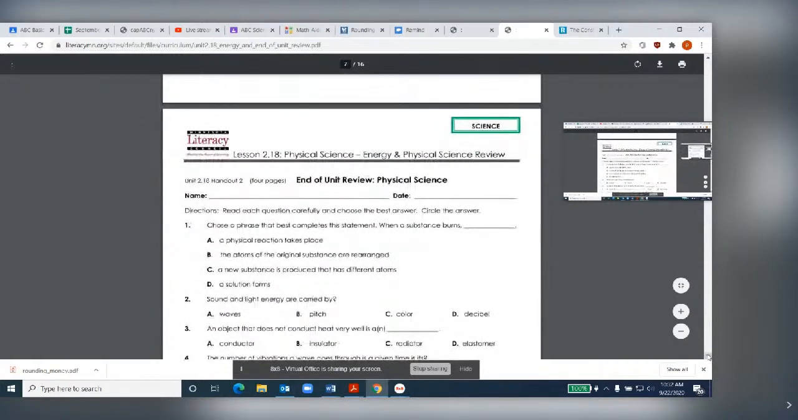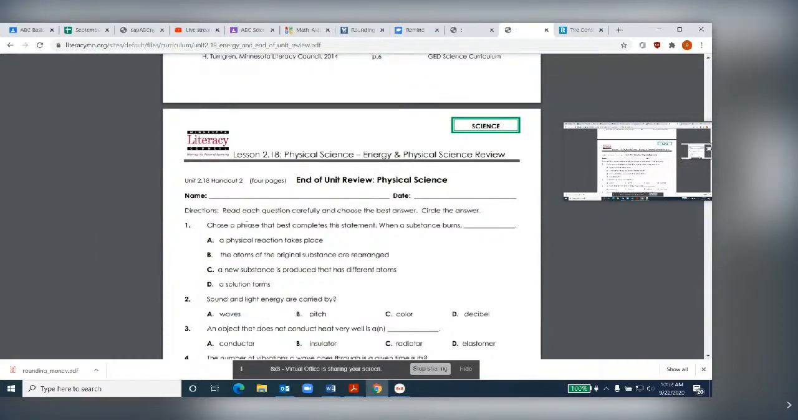there are some specific questions, and these might be specific questions that are right on the task test. Okay, this says choose the phrase that best completes the sentence. When a substance burns, blank, a physical reaction takes place. The atoms of the original substance are rearranged, and a new substance is produced as different atoms. So think about when we were doing physical characteristics. What happens to wood when it burns, or a substance when it burns? If we're just going to use wood, it starts to turn a different color, okay, and then ashes form. So that's something physically that changes about that.